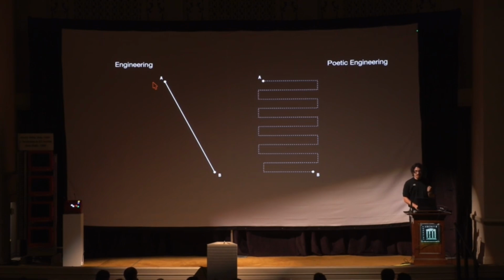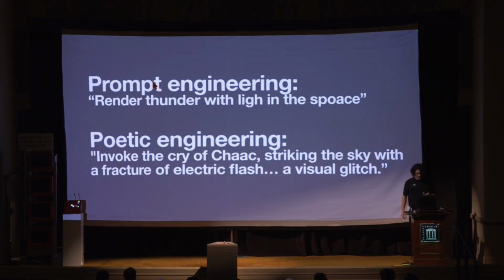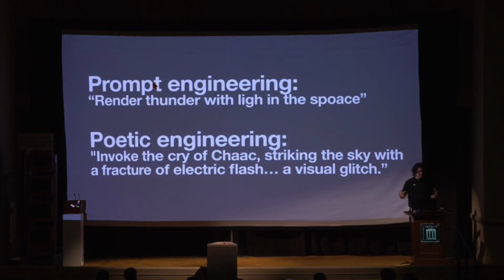That's the core basis of our vibe coding: poetry. Why? Because in order to describe an emotion or a feeling, engineering language might not be the correct way, unless you want to disrupt that. Instead of saying render thunder with light in the space, I would say invoke the cry of thunder striking the sky with a fracture of electronic flash, a visual glitch.